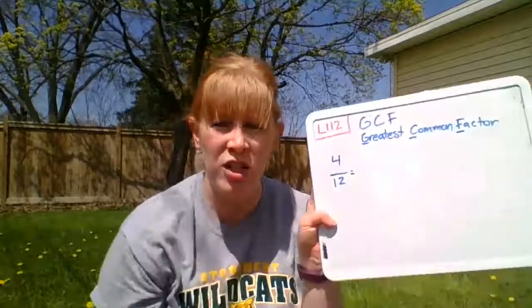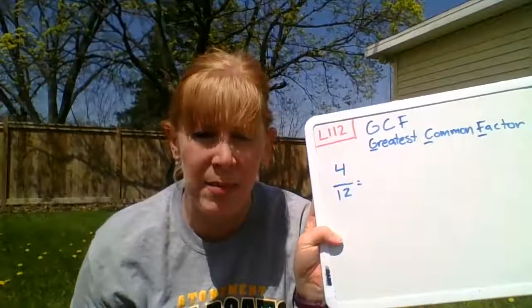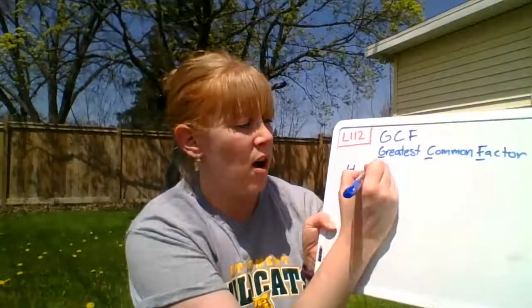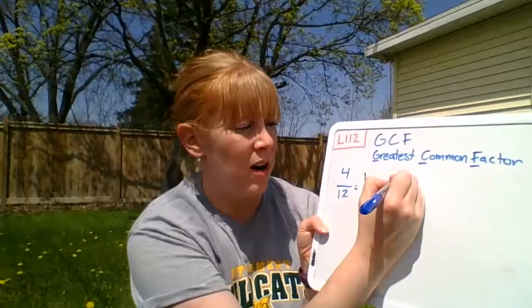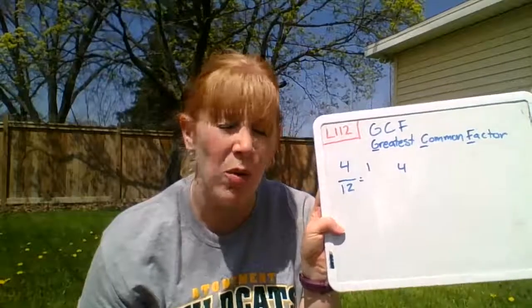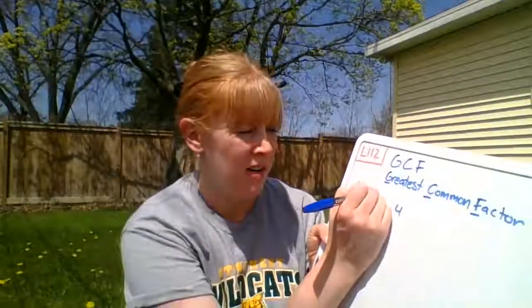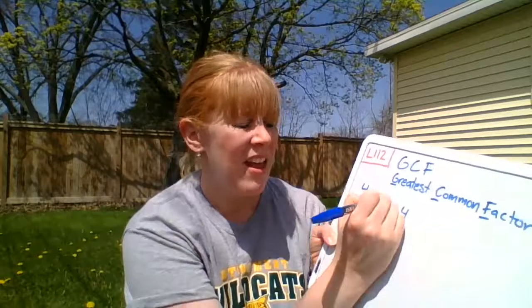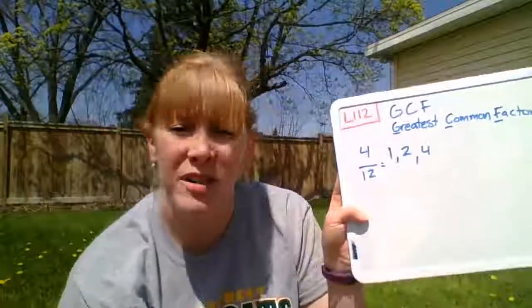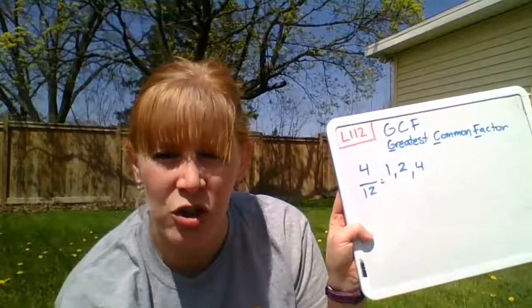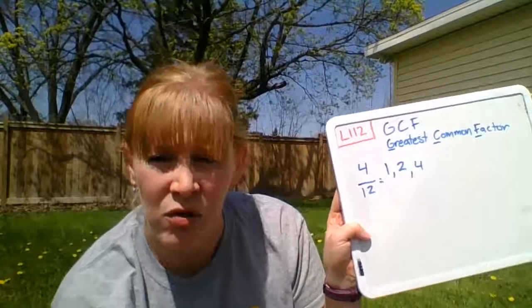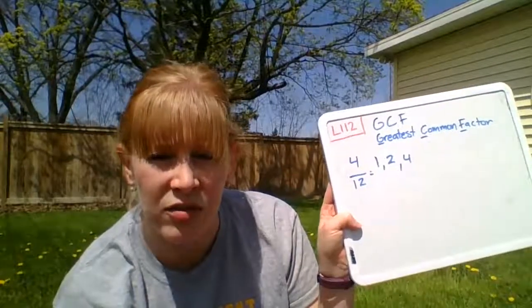So I'm going to find my GCF first. I'm going to look for the greatest common factor. The factors of 4 are 1 and 4, because 1 times 4 equals 4. And then 4 is a square, so it has an odd number of factors. 2 times itself is also 4. 1, 2, and 4 are the factors of 4.